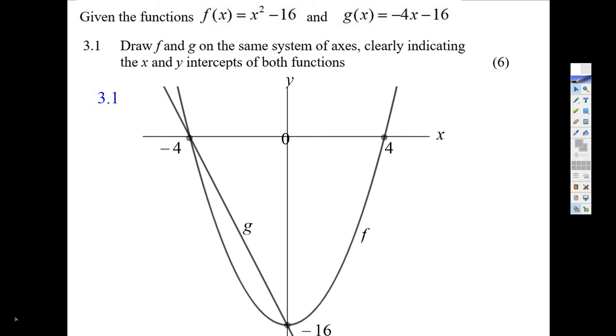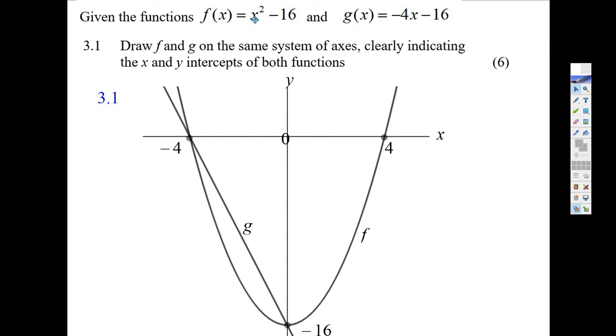Okay, this is question 3 of the grade 10 function assignment, and let's just get started. The first question is we're going to sketch f of x equals x squared minus 16 and g of x equals minus 4x minus 16 on the same graph. Well, you look at that x squared there, and you have to know y equals x squared was your first parabola. X squared is a parabola.